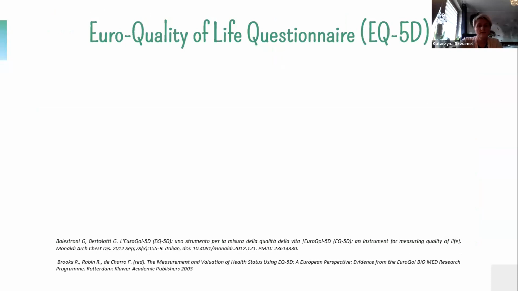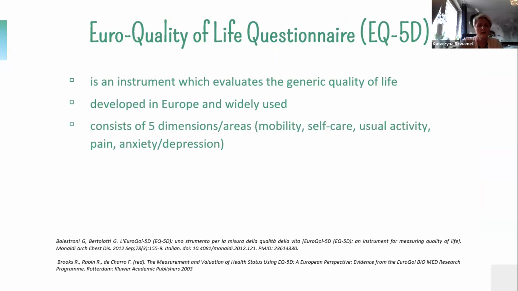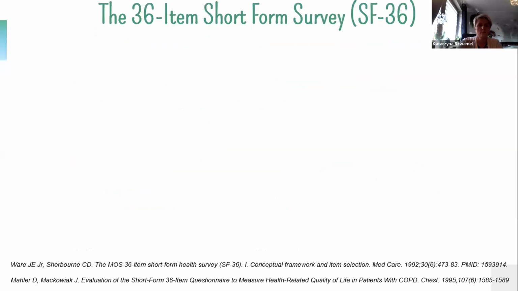The EuroQol quality of life questionnaire was developed in Europe and is widely used. It consists of 5 dimensions: mobility, self-care, usual activity, pain, and anxiety/depression. At the bottom you also see the publications which describe this questionnaire, with more information.